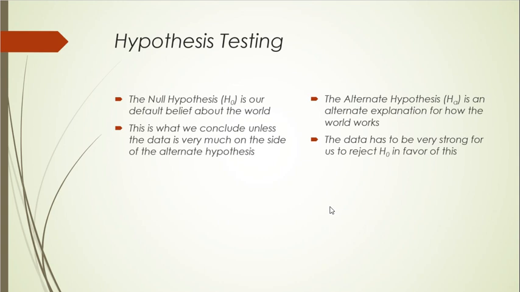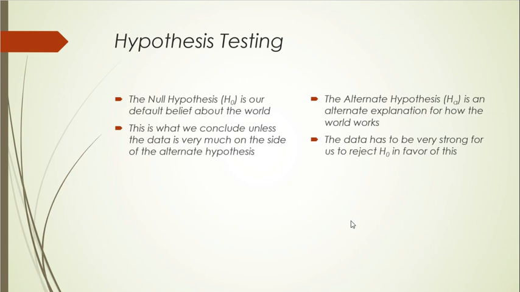So to get a little more technical here, we often do hypothesis testing with two different hypotheses. We have a null hypothesis, which we call H0, with a little subscript there. That is our default belief about the world. We compare that to the alternate hypothesis. This is an alternate explanation for how the world works.